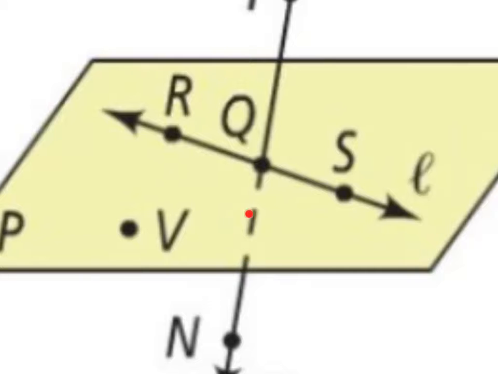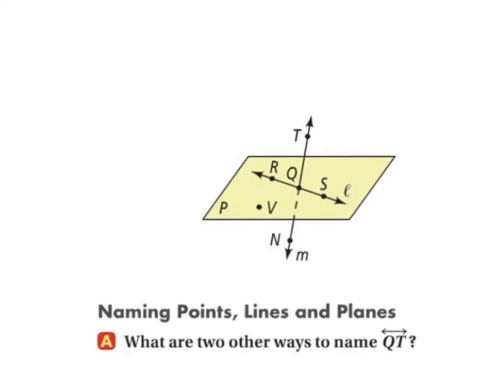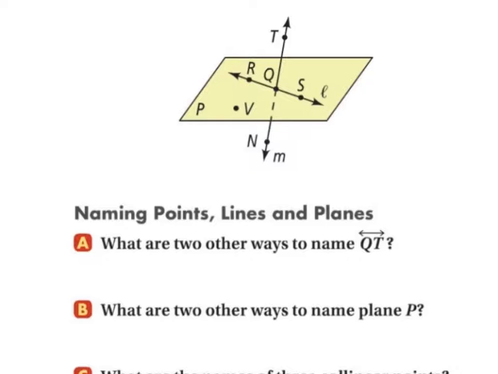What they're showing you by that dashed line is that that part is underneath or behind the plane. So this plane is over top, and you can't see behind it, so you can't see that line going through. That's just the book's way of helping you see the diagram properly. So example A: what are two other ways to name line QT?